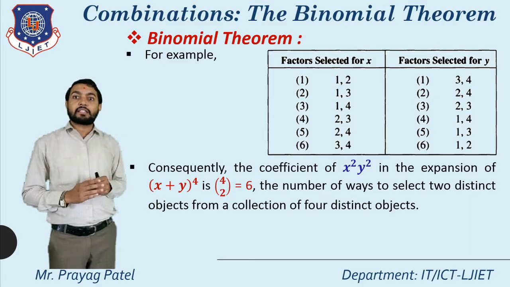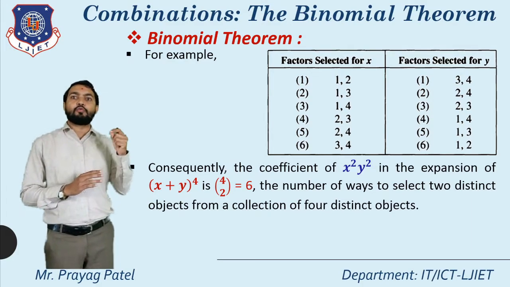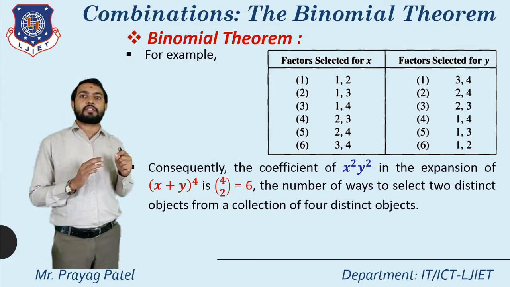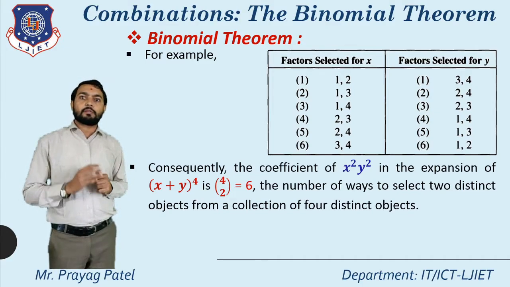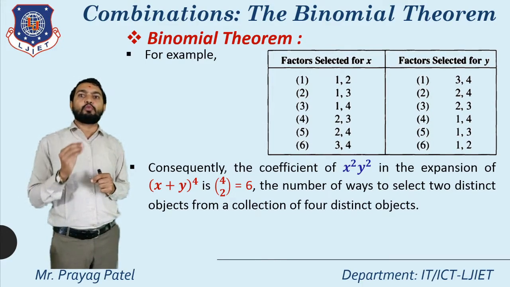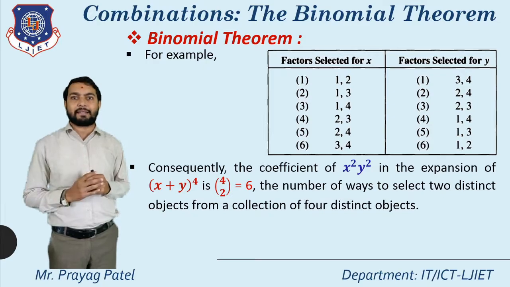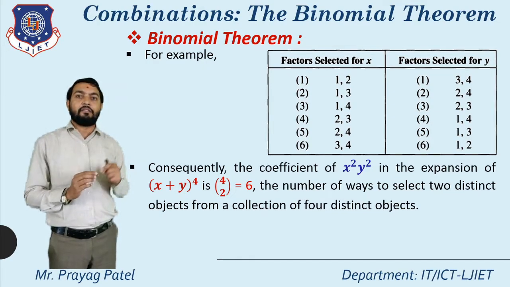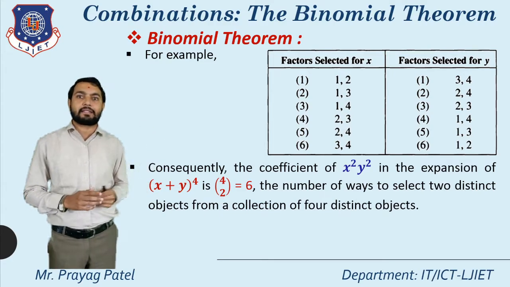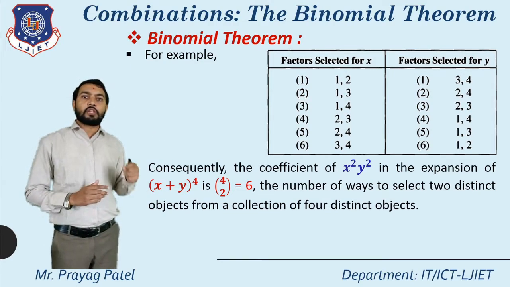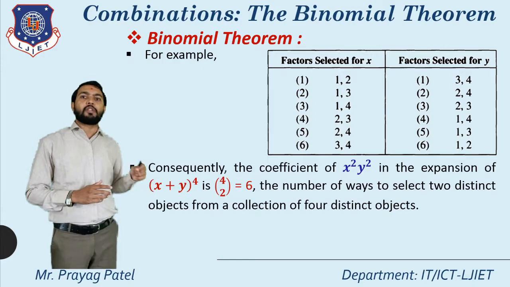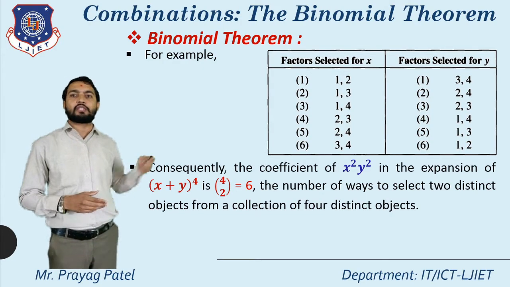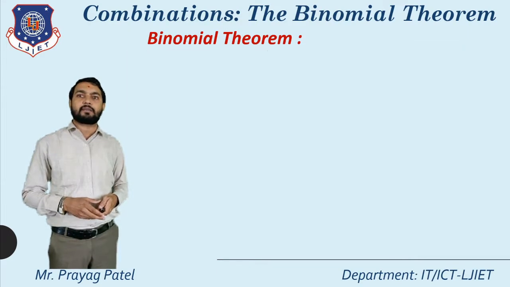So here we can say that the coefficient in (x plus y) raised to 4 is 4C2, because from the available 4 locations you have to select 2 locations for x. So there are a total of 6 possibilities for selecting the x, that is, which positions are occupied by the x. The number of ways to select 2 distinct objects from a collection of 4 distinct objects is called 4C2, which equals 6.